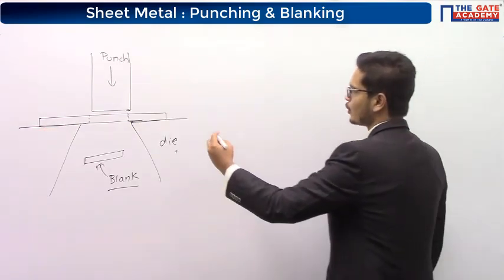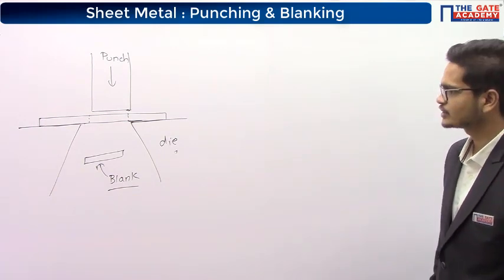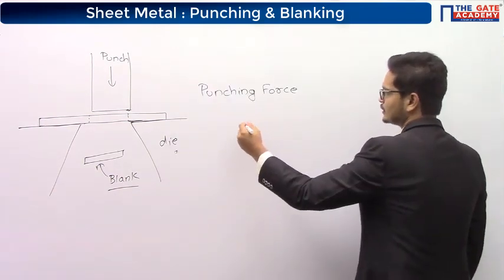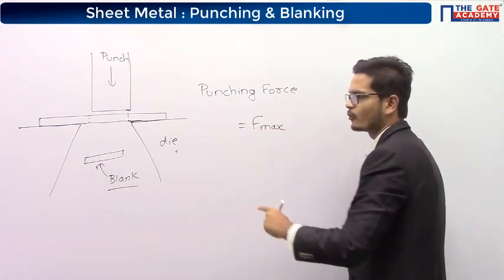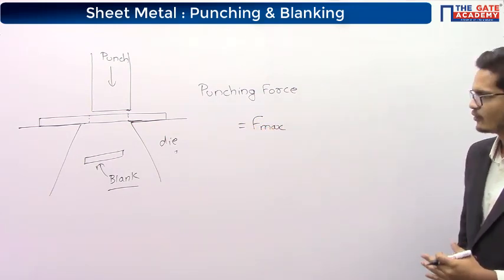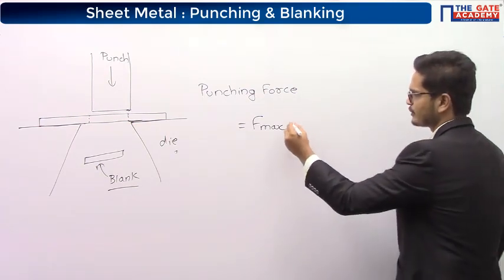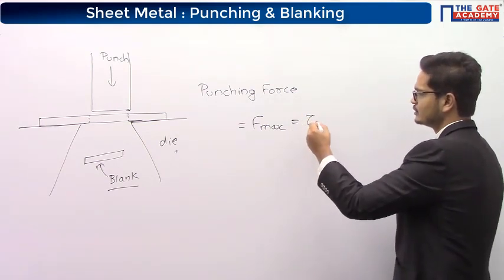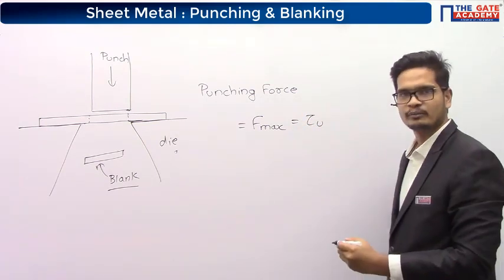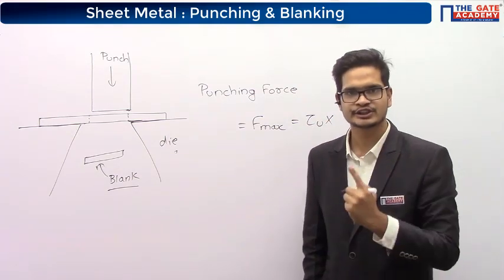Yesterday we were in the middle of calculating the punching force, so let's calculate it. I am taking this punching force as F max, the maximum value of force. We can reduce this force, and I'll show you how later, but as of now I am taking this as the maximum punching force. It will be the ultimate shear strength of the material into the area on which the shear is occurring.